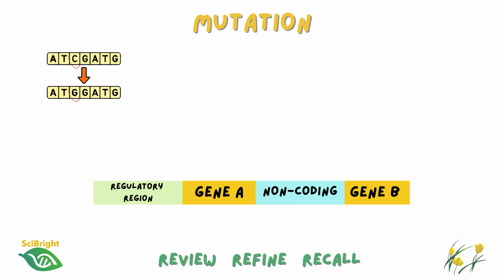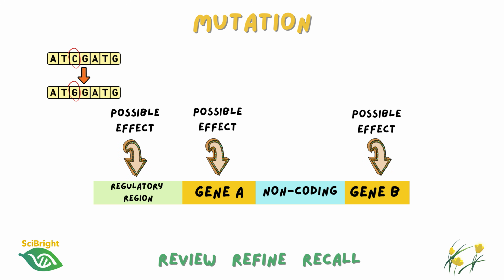Now, whether a mutation has an effect depends on where it occurs and what it changes. Some mutations occur in non-coding regions of DNA and have no effect at all. Others may alter the amino acid sequence of a protein, potentially changing its shape and function. Sometimes this can be harmful, sometimes it can be beneficial, and very often it has little or no effect on the organism.